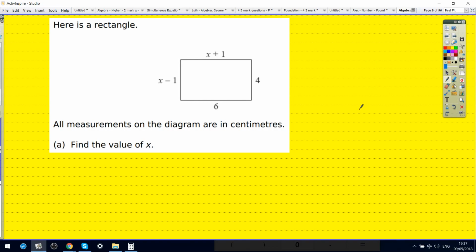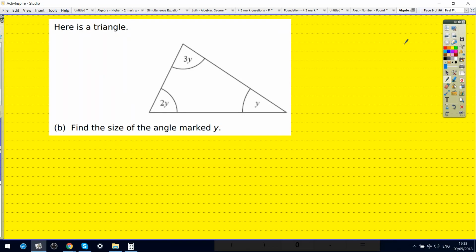Okay, how about this one? All measurements are in centimeters, find the value of x. Well, x minus 1 has to equal 4, so it would be 5. Yeah. Oh, sorry. These are the factors: 5 plus 1 equals 6, and 5 minus 1 equals 4. Yeah. How about this one?